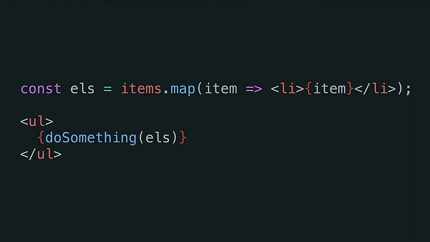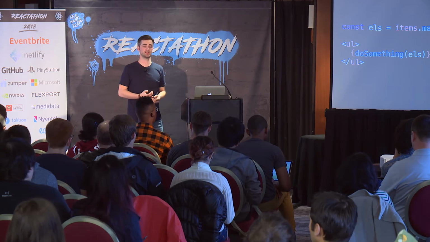So you can do anything that you could do with JavaScript. Here in this case, I'm not interpolating it directly. I'm creating an intermediate variable. And then I'm going to pass that intermediate variable to a doSomething function. And the result of that will actually get provided as the children of the unordered list. So anything you can do with JavaScript, you can do with JSX.